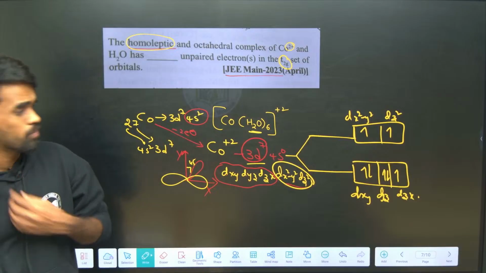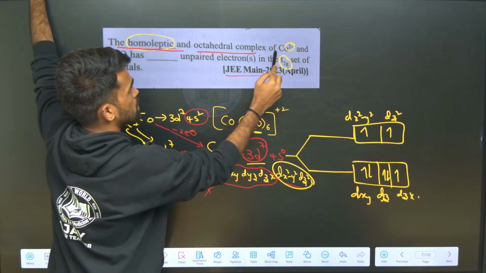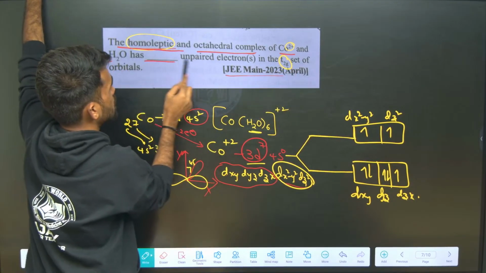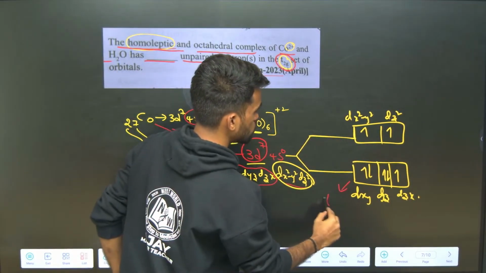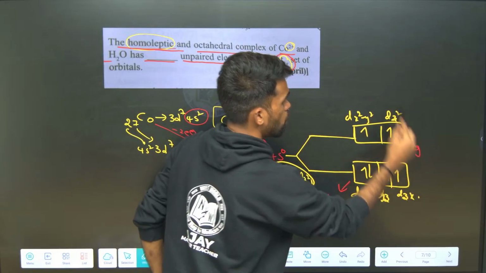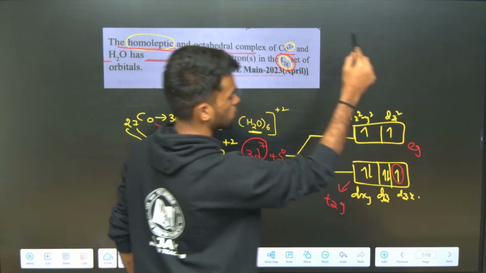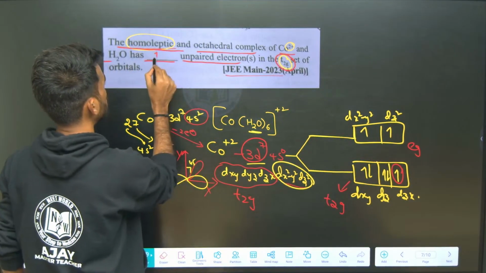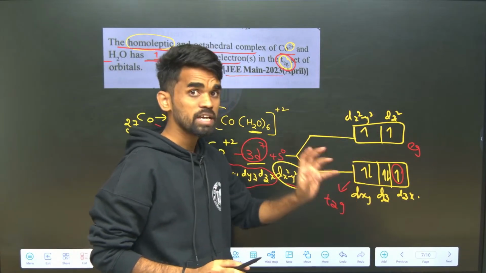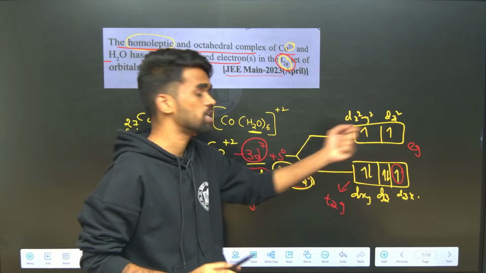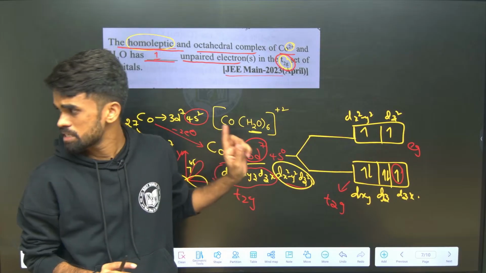Now read the question once again. The homoleptic octahedral complex of cobalt and water has dash unpaired electrons in the t2g set. This is the t2g set and this is the eg set. How many unpaired electrons are there in the t2g set? Only one unpaired electron is there, so your answer should be 1. If they ask the total number of unpaired electrons, count 2 plus 1, you should say 3. If they ask only eg set electrons, your answer should be 2. So based on the question they are asking, you need to give your answer. Hope this is also clear now?